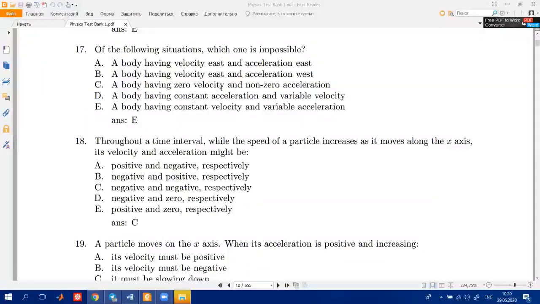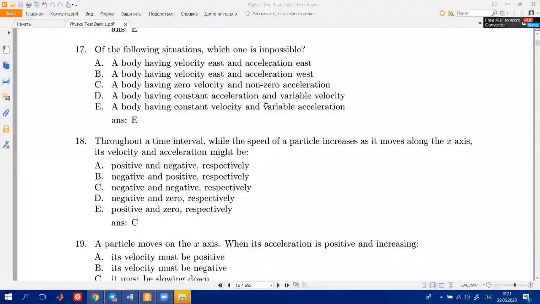C, a body having zero velocity and non-zero acceleration. So the velocity can be zero and acceleration can be non-zero. For example, when you drop a free falling body, at the initial time it has no velocity, but it has acceleration g, 9.8. It's also possible. D, a body having constant acceleration and variable velocity. So acceleration can be constant and velocity can be variable. The same example of a free falling body: velocity increases with time, but acceleration is constant, 9.8. It's also possible.